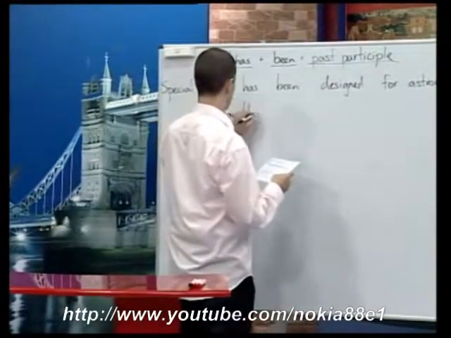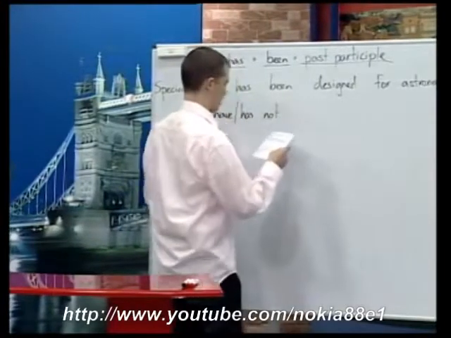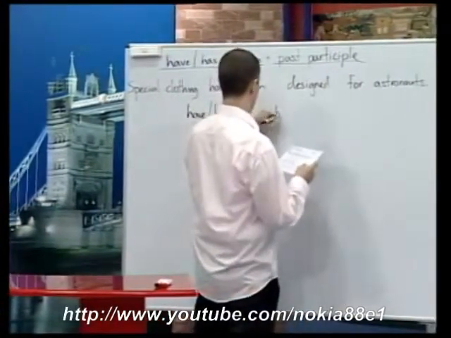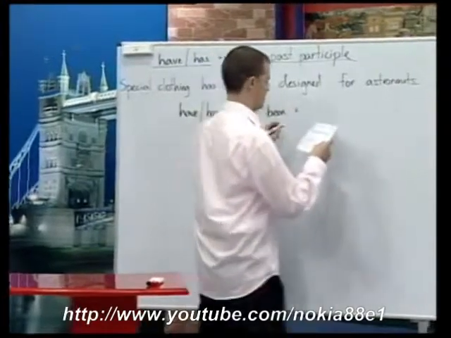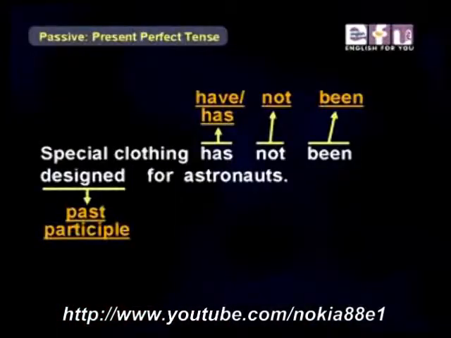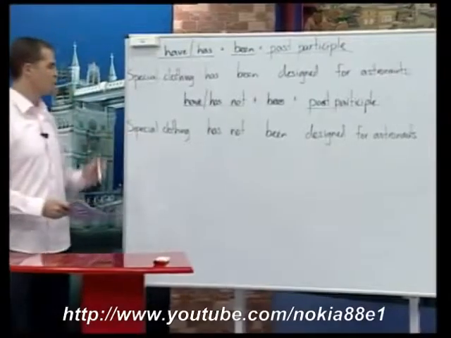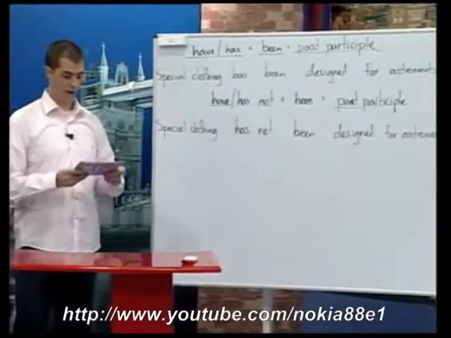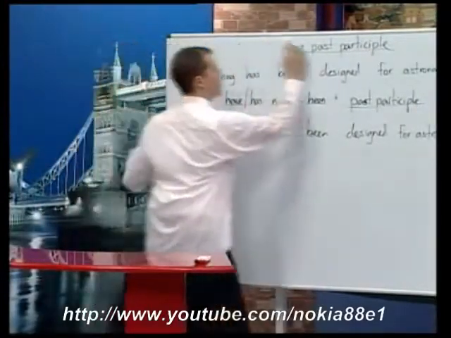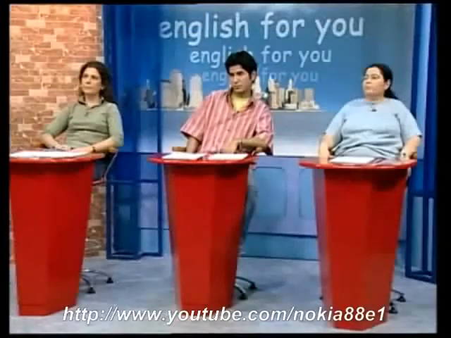Have, has not, plus been, plus past participle. So, for example, special clothing has not been designed for astronauts. Okay, let's take this off the board and have a look at yes-no questions.